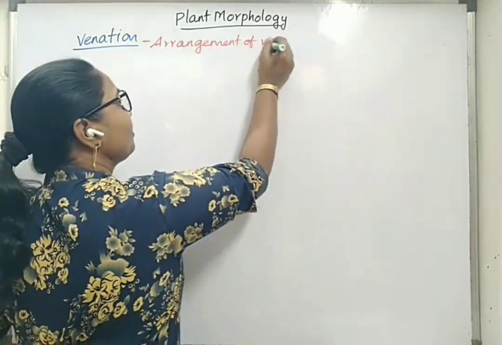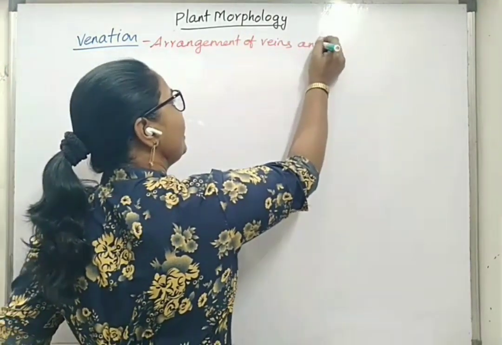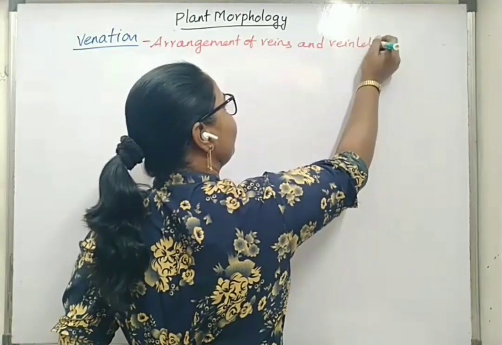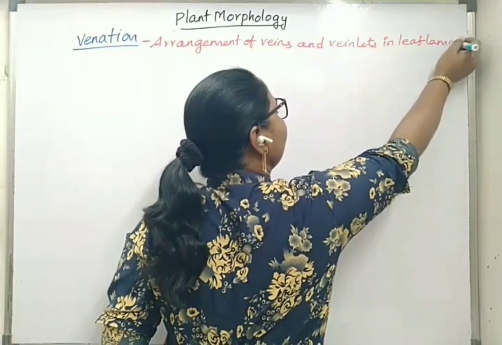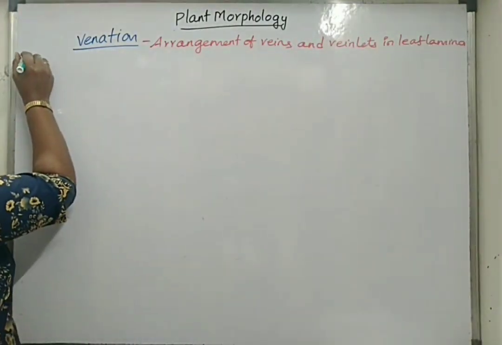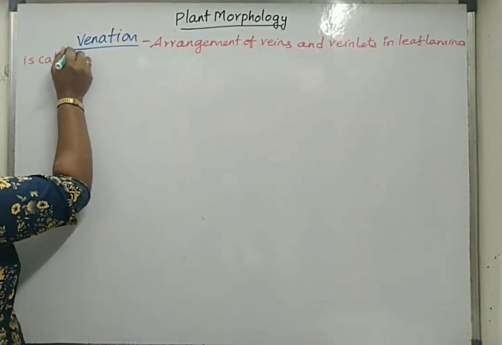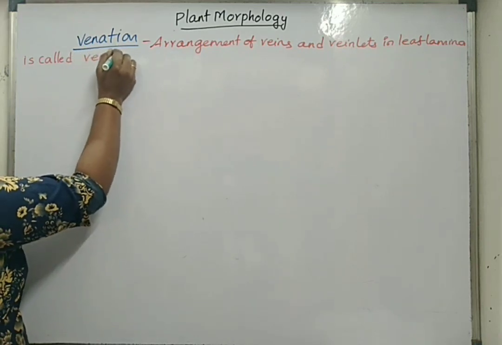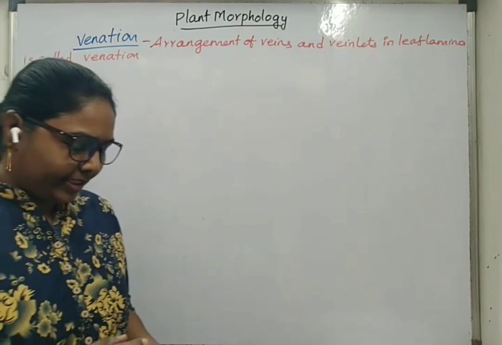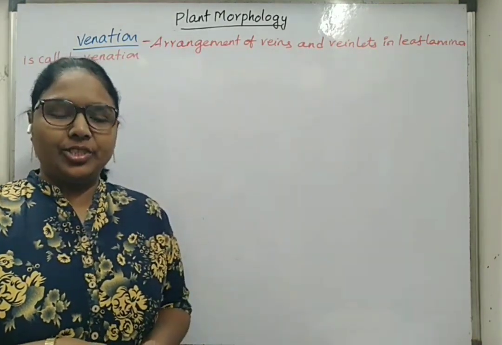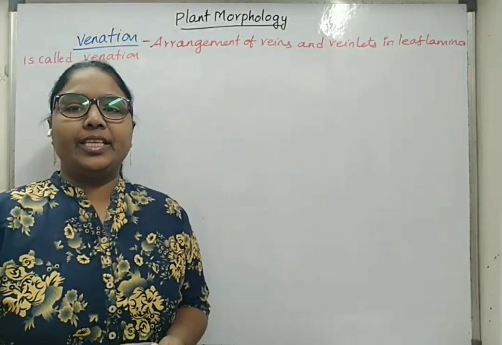Arrangement of veins and veinlets in leaf lamina is called venation. So, basing on arrangement of veinlets in leaf lamina, how they are arranged, there are different types of venations.